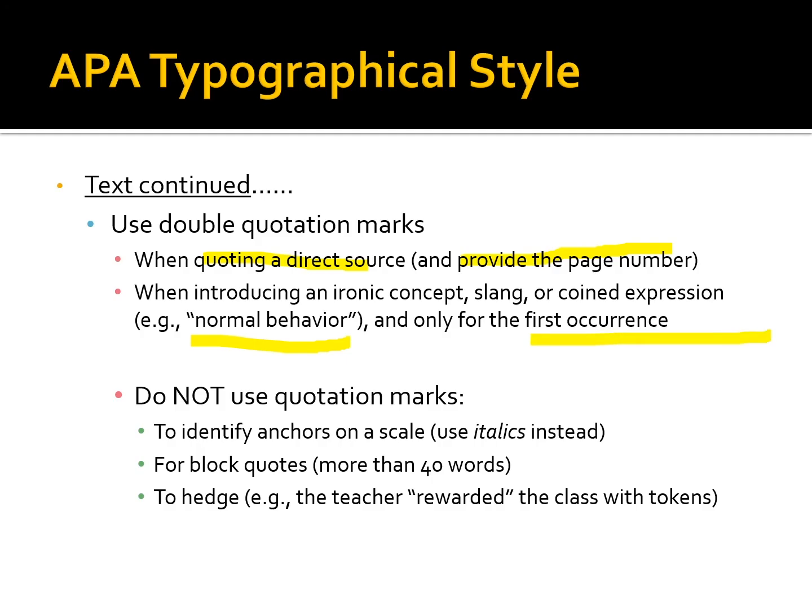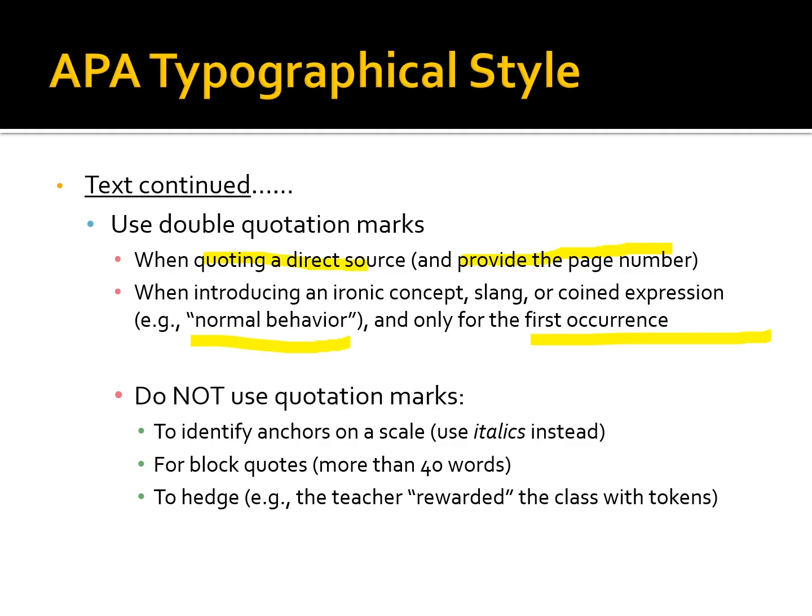You use double quotation marks when you're introducing an ironic concept, slang, or a coined expression. So for instance, "normal behavior" is in double quotation marks, but you would only do that for the first occurrence. So once you've said "normal behavior," then afterwards it would just be normal behavior without any quotation marks.